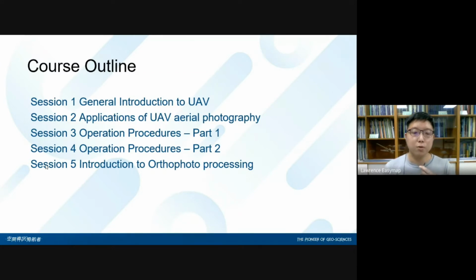Section 5 will be our last section this afternoon. Here I will cover some orthophoto processing. It is a basic application in the GIS area. Also, it is a very hot topic and a very useful skill for UAV aerial photography nowadays.